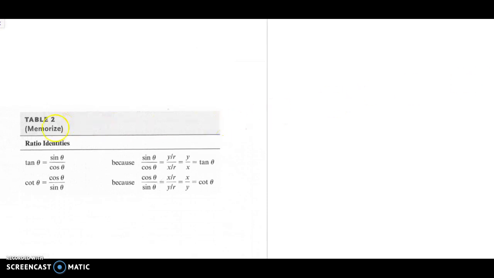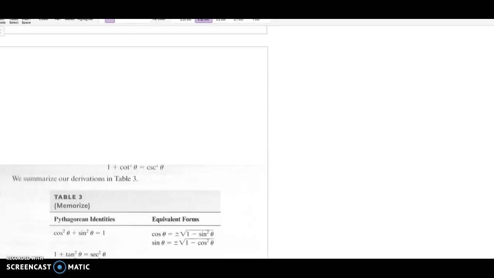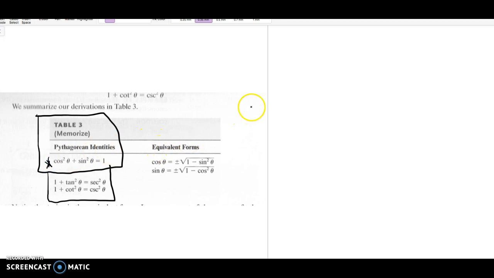Another set of identities are the ratio identities, and these are the two ratio identities. And finally, what you have is the Pythagorean identities. So that's in table 3, all of which need to be memorized, and especially this one right here. I know these other two are listed, but the one that you really need to use a lot is that one right there, cosine squared theta plus sine squared theta equals 1.